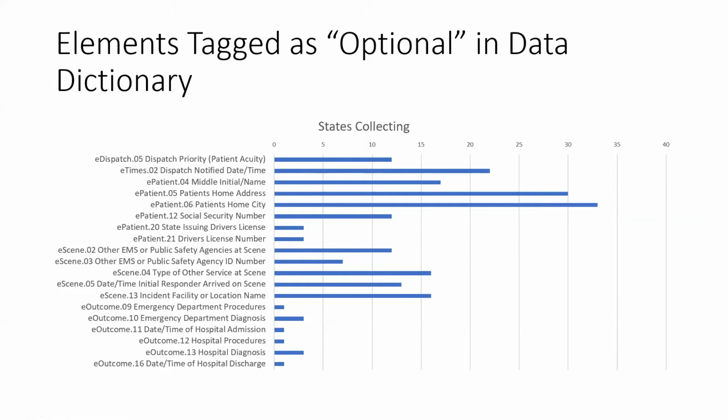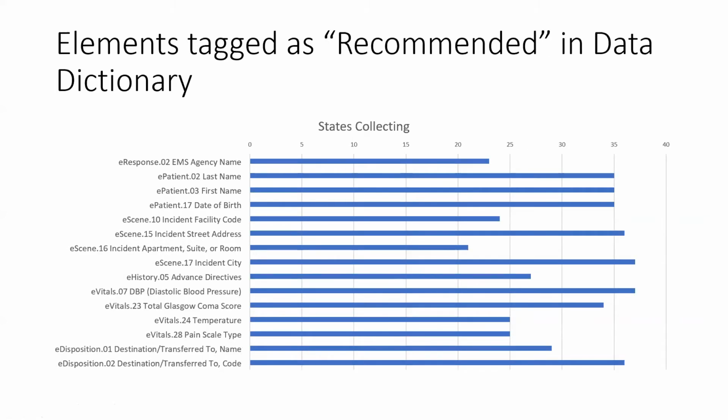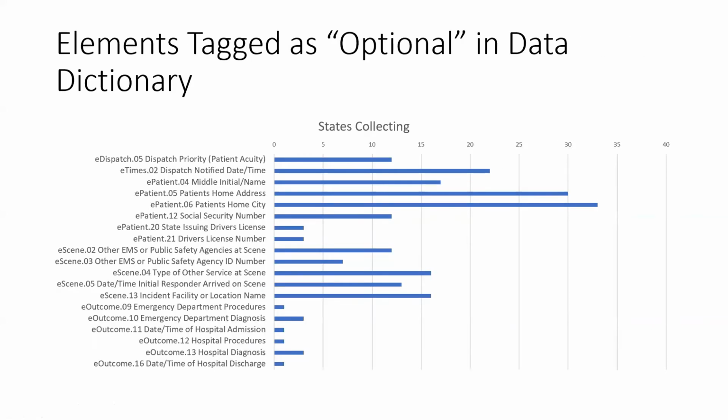Any questions or feedback on these elements that ET3 is going to collect? Again, I've not shown you the required and mandatory elements that they're collecting. I just wanted to highlight the recommended and optionals that they're collecting, because those are the ones that may represent an additional burden to agencies. Any comments or questions?